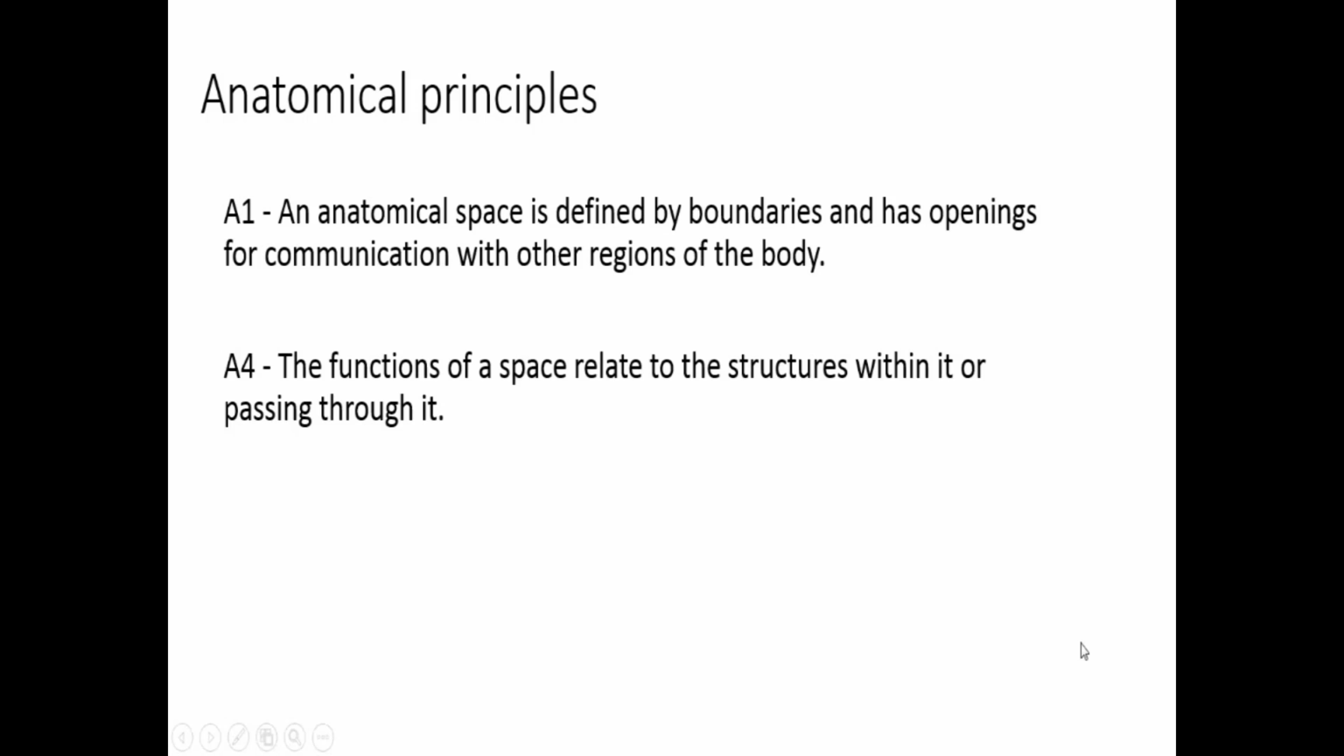Let's now try and apply two anatomical principles to the anatomical spaces associated with the skull. You could use principles A1 all the way to A6. I have used two examples here. Principle A1 states an anatomical space is defined by boundaries and has openings for communication with other regions of the body. And principle A4 states the functions of a space relate to the structures within it or passing through it.